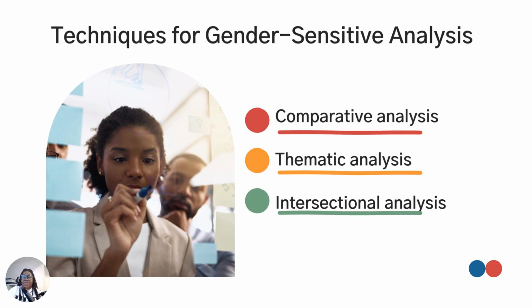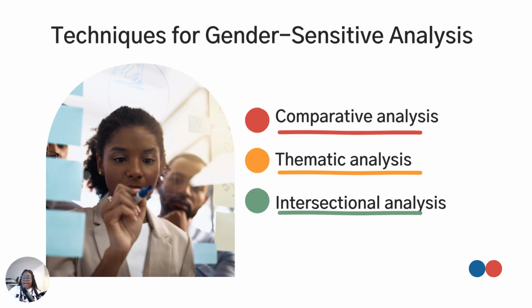Finally, we have intersectional analysis, a crucial lens in gender sensitive analysis. This approach acknowledges that individuals' experiences are shaped by multiple intersecting factors, not by gender alone. It considers how race, age, socioeconomic status, and other factors intersect with gender, affecting individuals' experiences and outcomes. For instance, intersectional analysis could reveal how gender and socioeconomic status together influence access to economic opportunities.